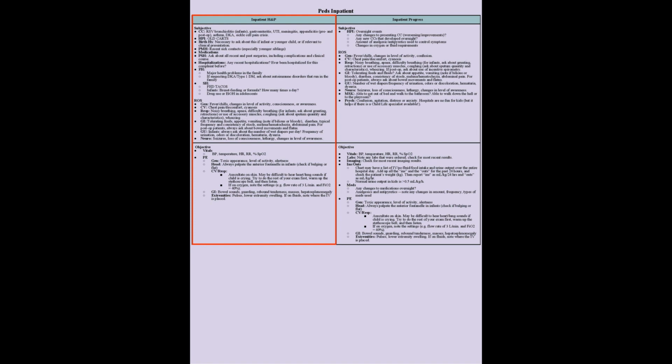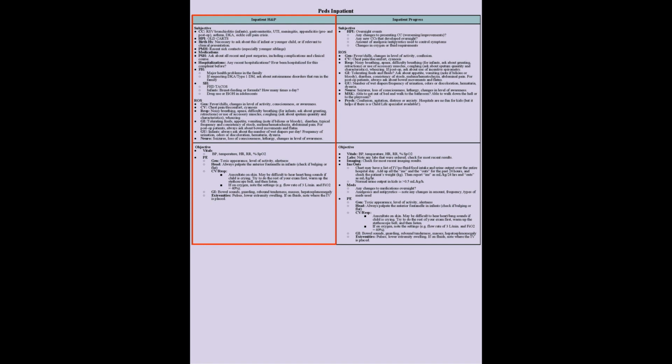Do as much observing as you can, then warm up the stethoscope bell, and then you can listen, and maybe they'll stop crying. If they're on oxygen, you do want to note the settings and check out the flow rate and the FiO2. And then you want to do a quick GI exam as well. Check for any hepatosplenomegaly, any guarding, masses, bowel sounds, the usual. And then for extremities, just want to do a quick check of the pulses, look for any swelling, and then if they're on fluids, just note where the IV is placed as well.